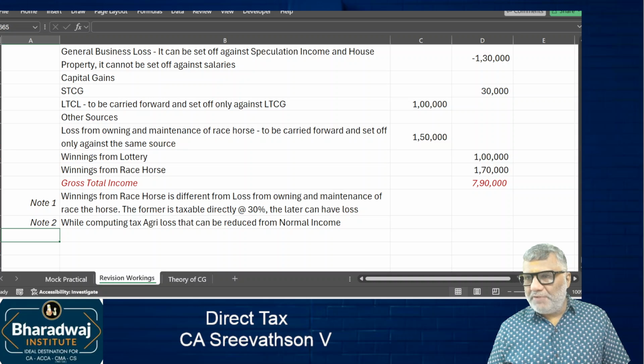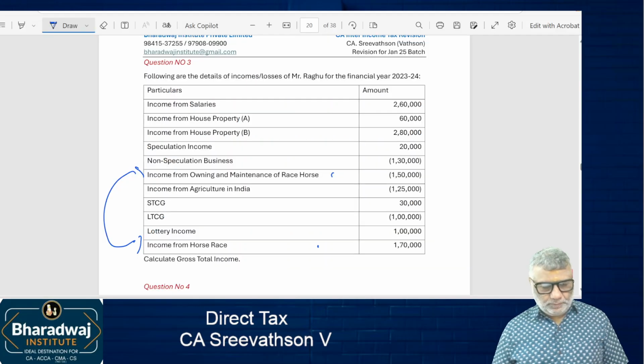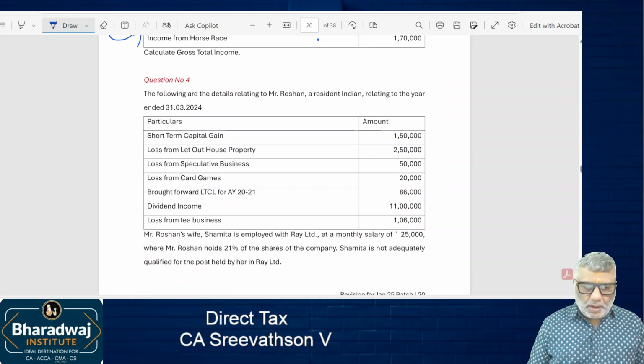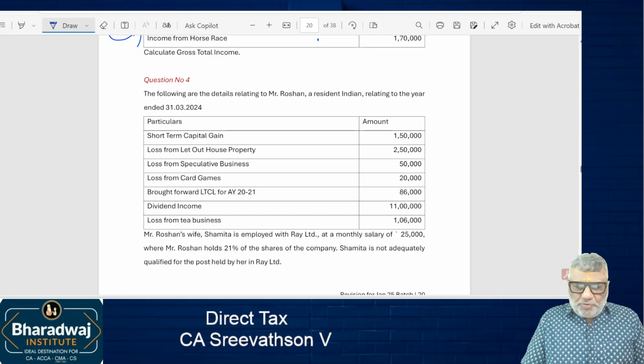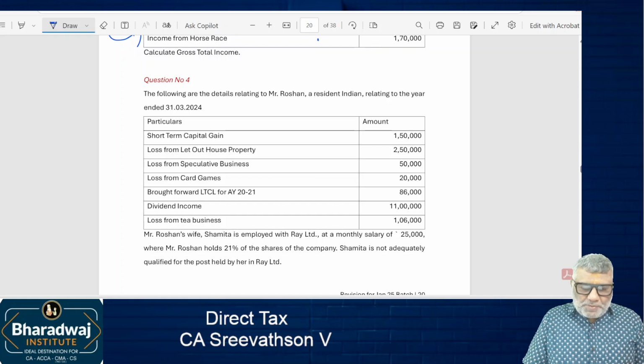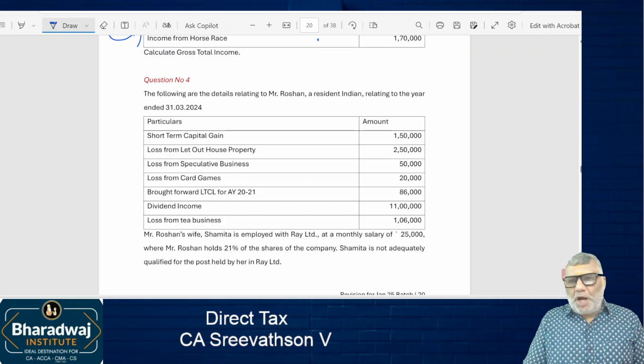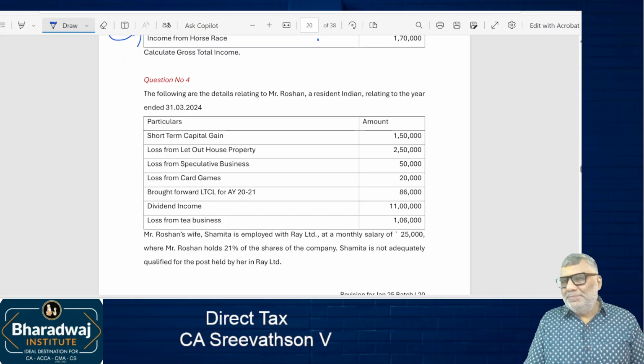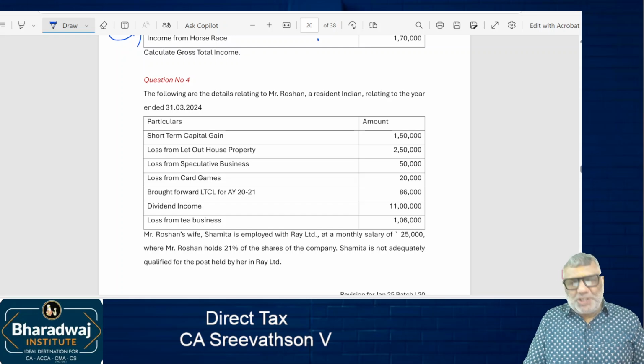Okay, shall we? Okay. The following details pertain to Mr. Roshan: STCG, loss from let out property, loss from speculation, loss from card games. Not possible, because you will not allow the expenditure at all. Brought forward LTCL, dividend income, loss from tea business.